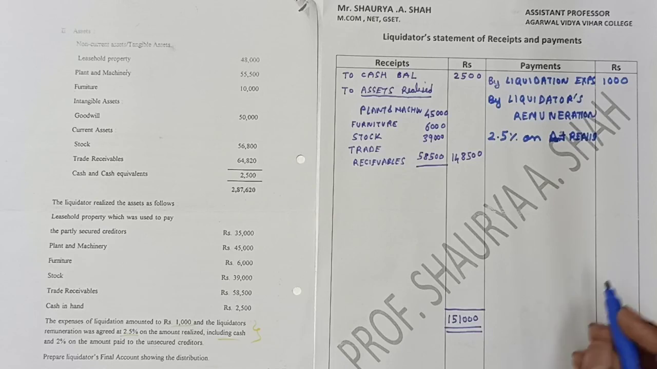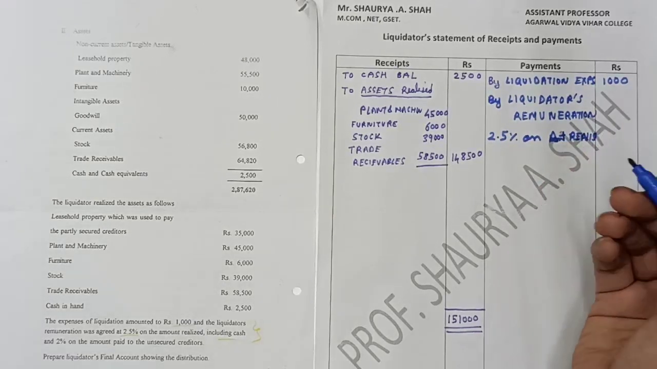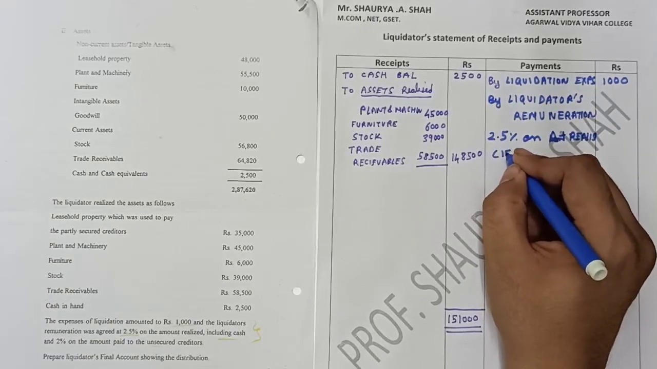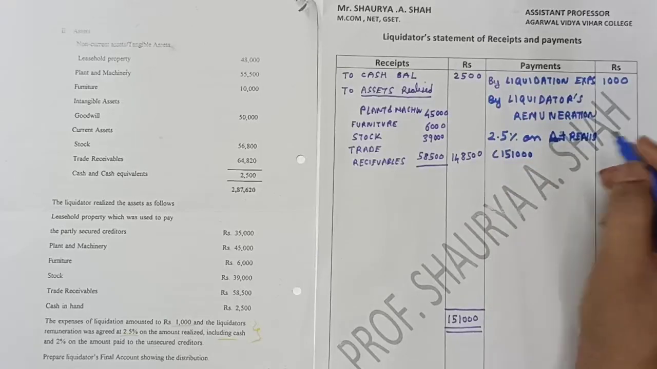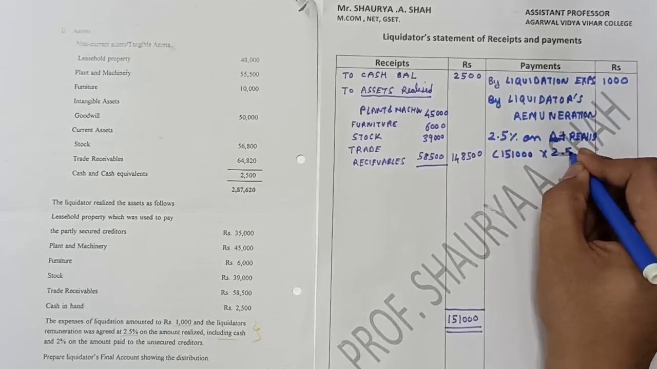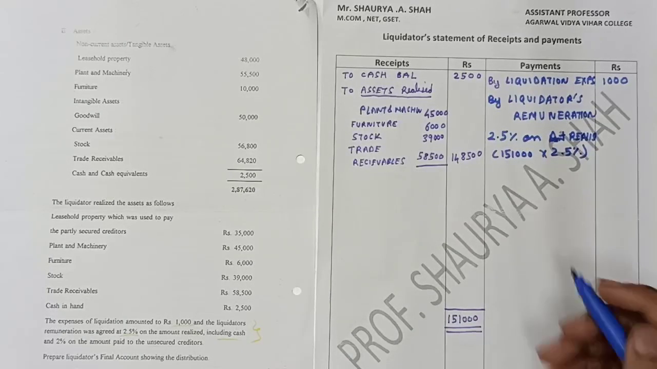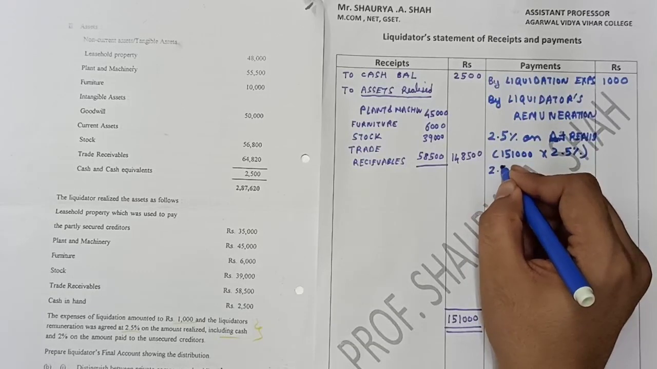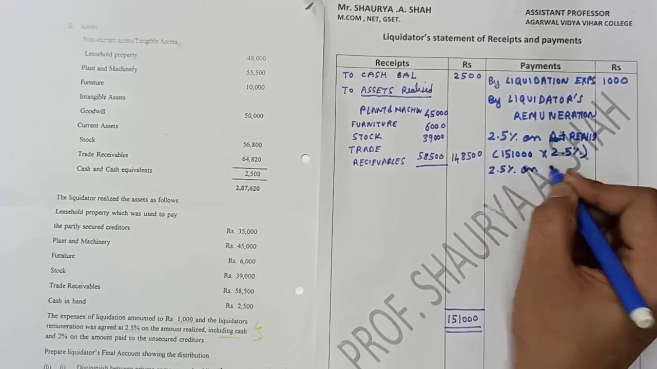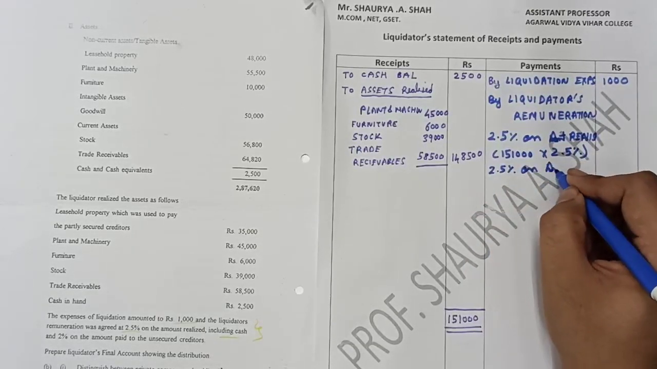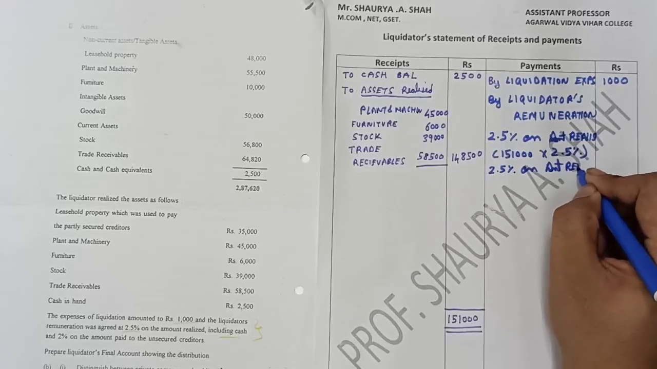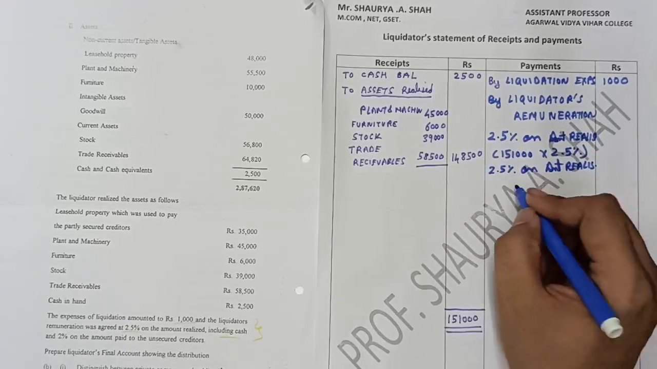So what I'll do is 2.5% on amount realized, that is 1,51,000 into 2.5%. And the second thing which I told is of leasehold property, right? So the balance of leasehold property also will pay it on him. So 2.5% on amount realized that is related to leasehold property.